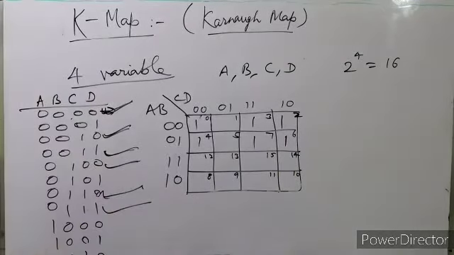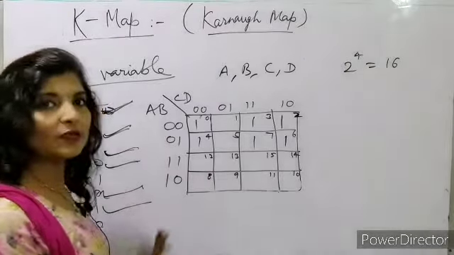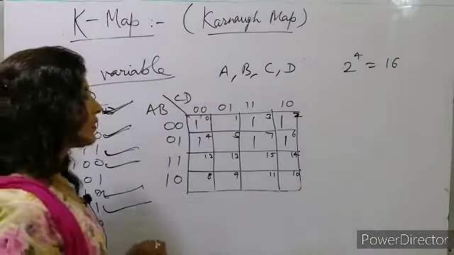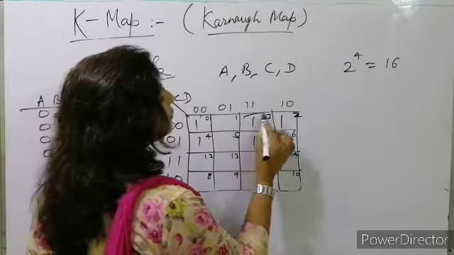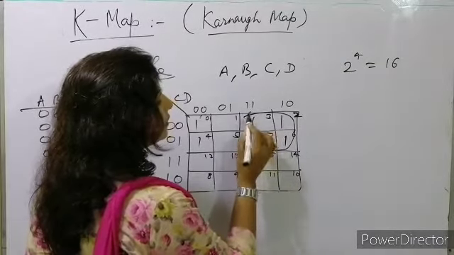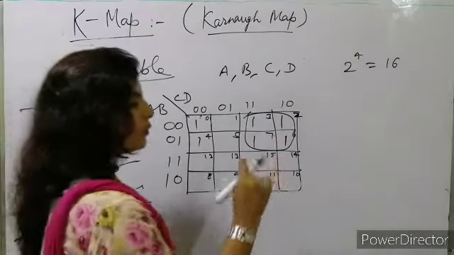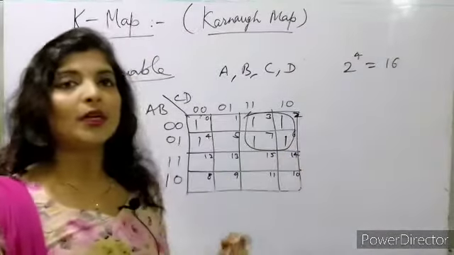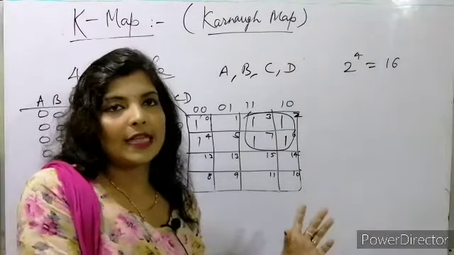Okay, so we have these 6 ones, so in 6 boxes we have 1. So how will we solve this? First of all, we'll take these 4. One more thing: when we are taking one box at a time, it means no change, the minterm will be written as it is.